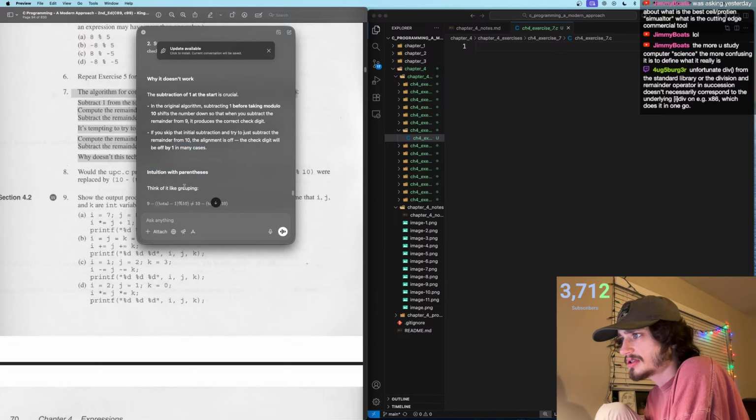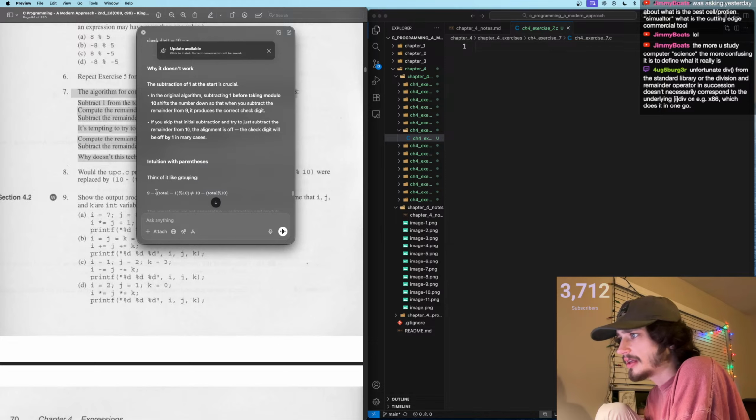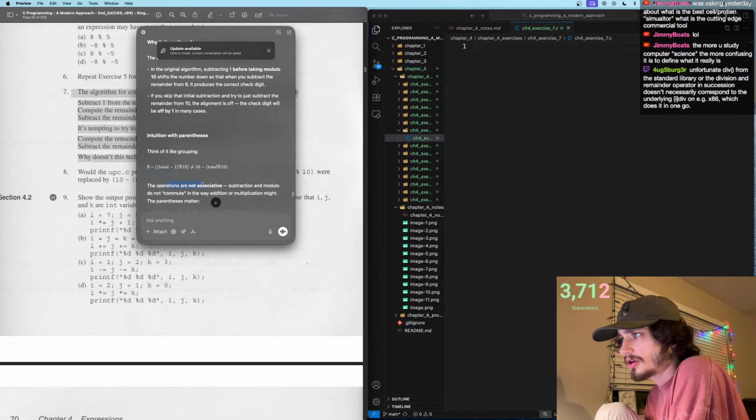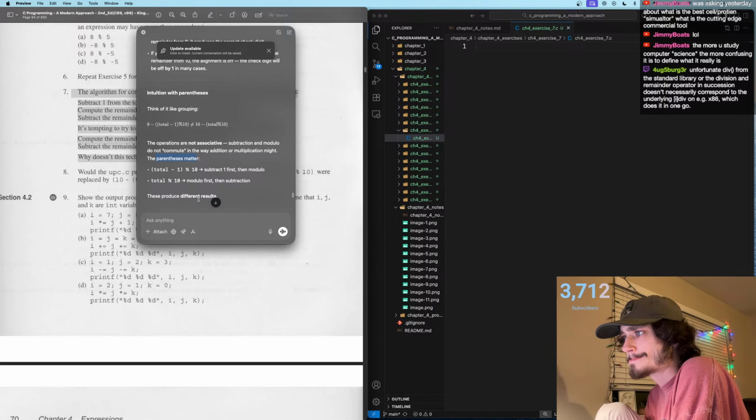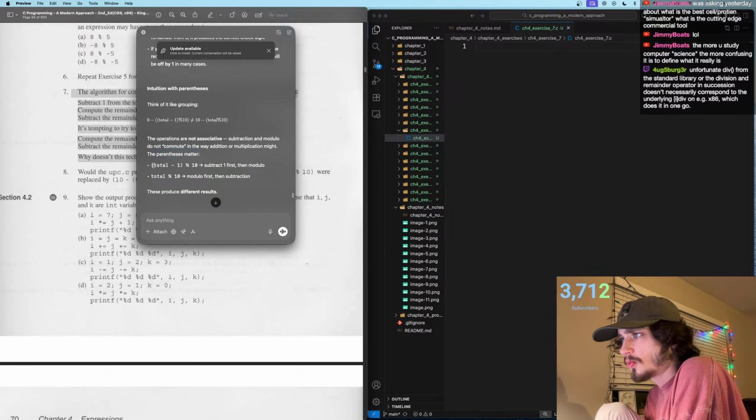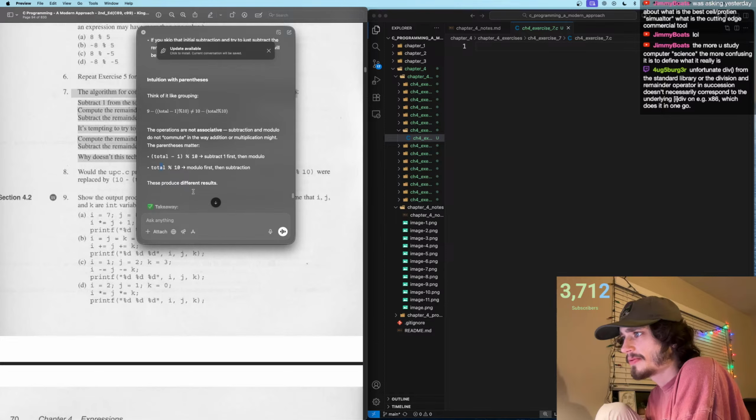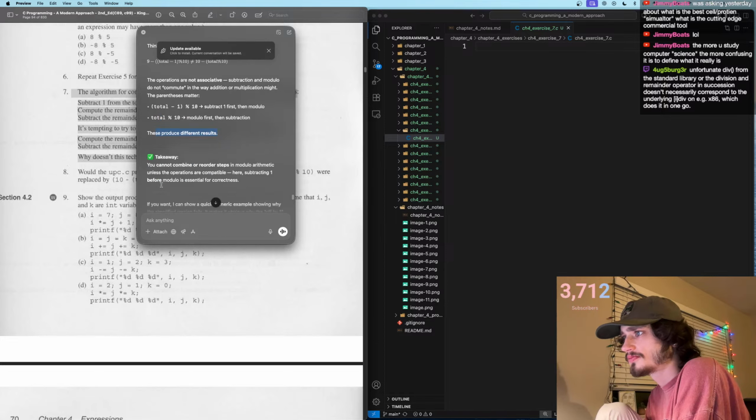The check digit will be off by 1 in many cases. Intuition of the parentheses: think of it as grouping like this. The operations are not associative. Subtraction and modulo do not compute in the same way addition and multiplication might. The parentheses matter. So total minus 1 modulo 10 is subtraction first, then modulo, and total modulo 10 is modulo first, and then subtraction. These produce different results.